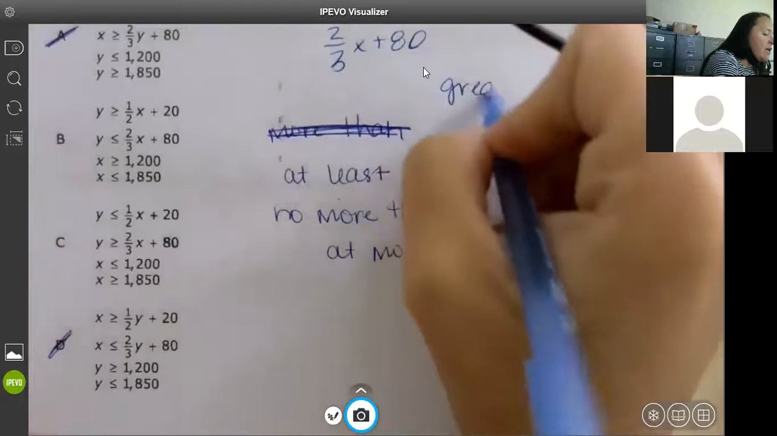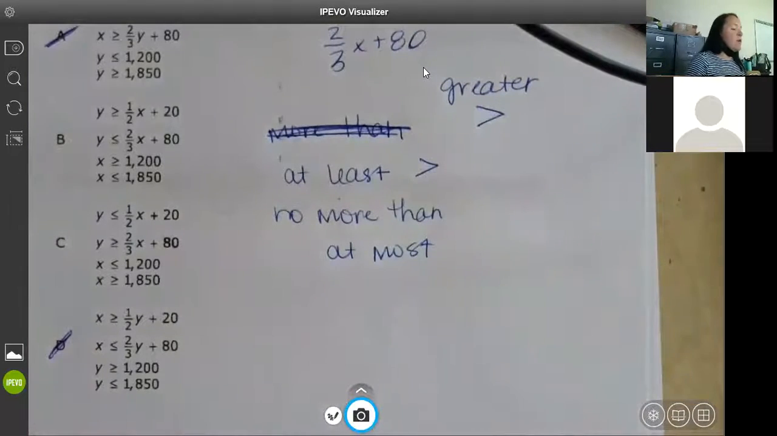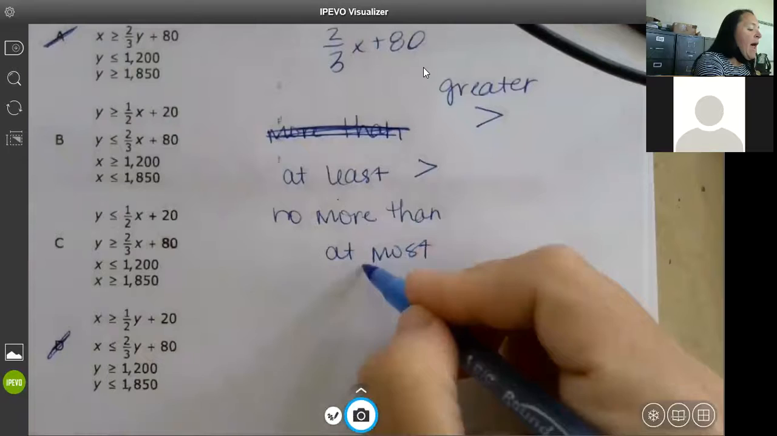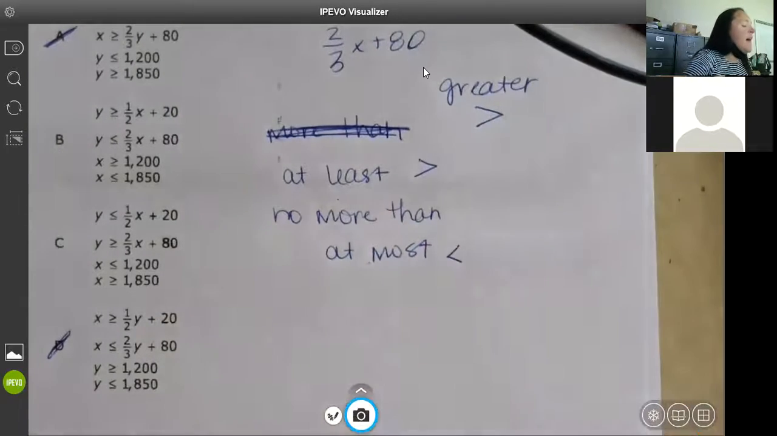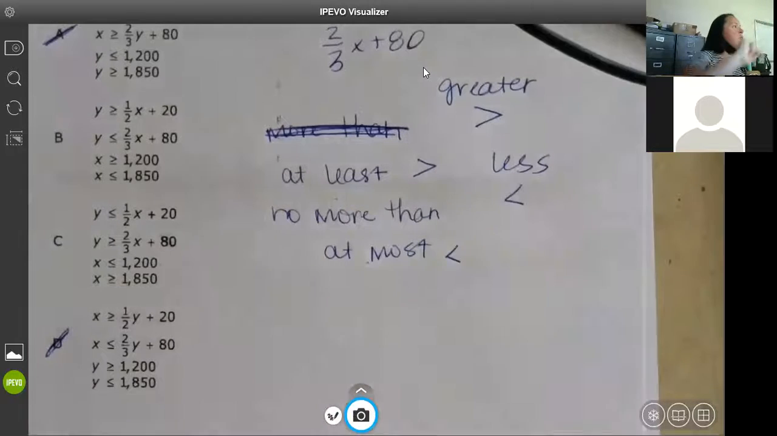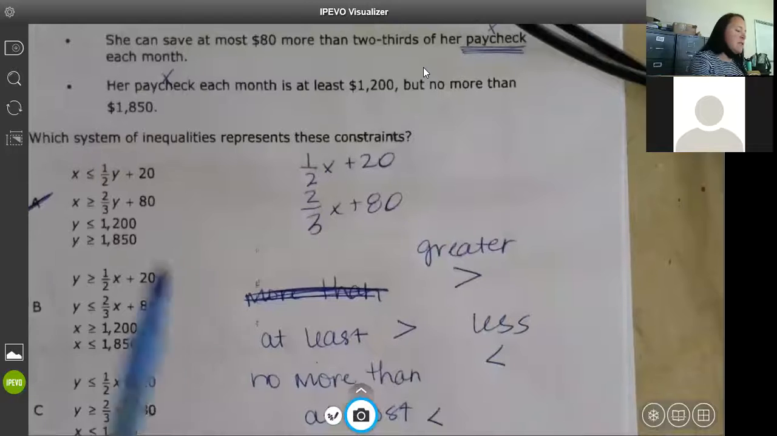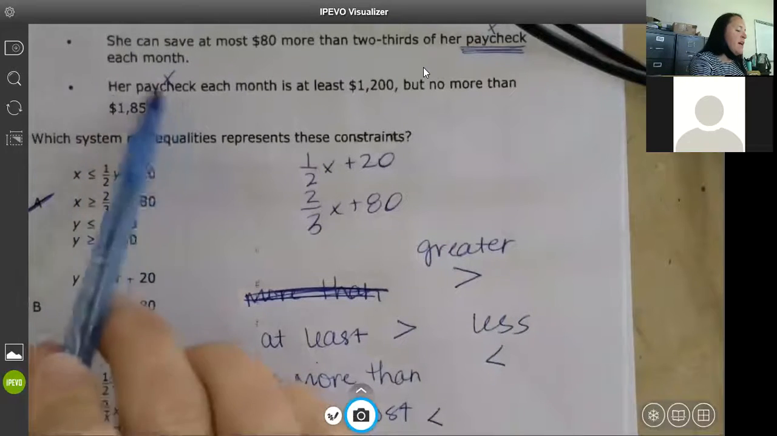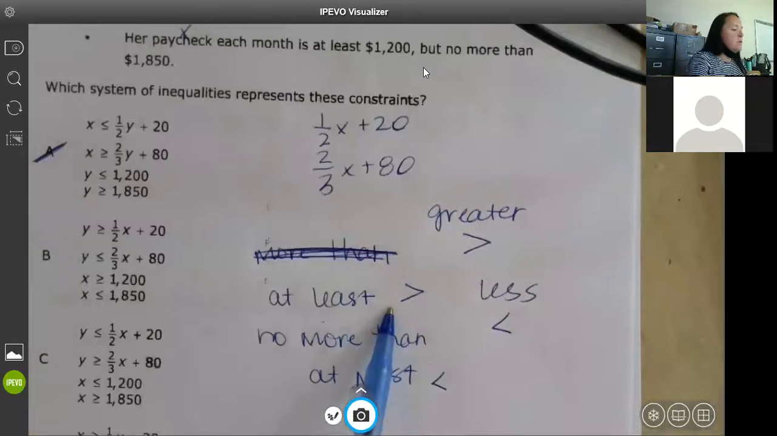So greater than starts out big and gets little. Okay, so that's greater. At most means that's as high as it gets. So it has to be less than. Less than starts out little and gets bigger. Okay, so now let's go back one more time. Let's look at this bottom one. Her paycheck, or X, is at least, we said at least was greater than.